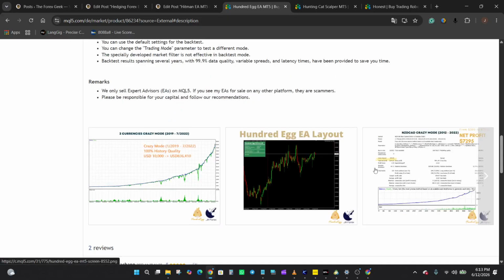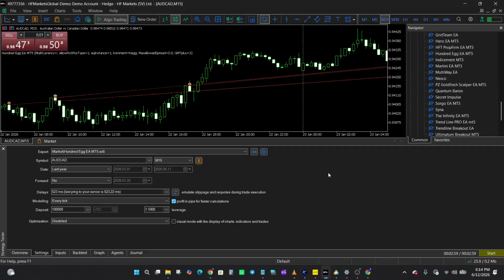All right, let's just head over to our strategy tester. Let us see how this EA performed over the past 5 months plus. So we are testing the market egg EA, the 100 egg EA on AUD on the M15 time frame as recommended, and we are testing from the beginning of this year, 1st January 2026 till date. And as for the delays, we're using the last ping to the server. We're using the every tick modeling as well.